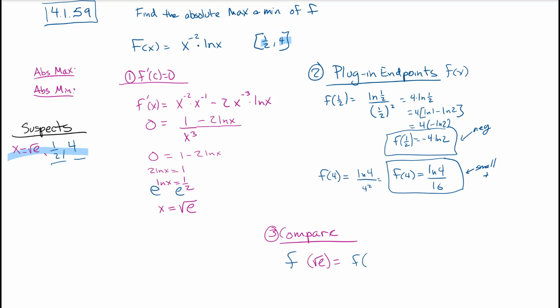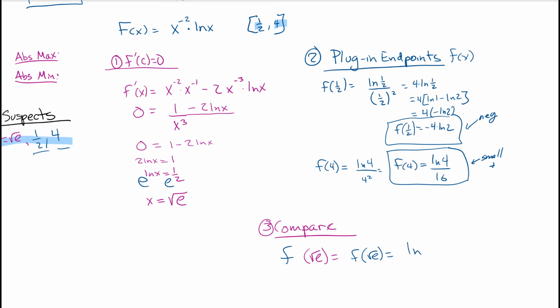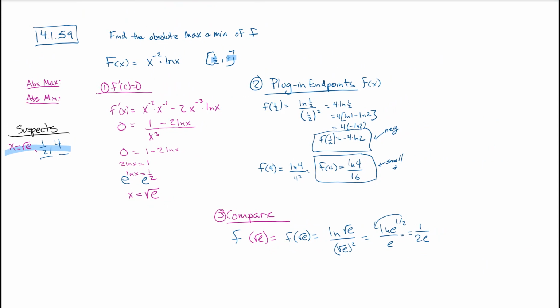So we're going to say f of that root e is equal to ln of root e over root e squared. So this is, what the heck? This is ln of e to the 1/2 power over e. Well, the 1/2 falls to the front, and I think we get 1 over 2e. 1 over 2e. Oh, sweet, I think we found it. So we have that f of the square root of e is equal to 1 over 2e.